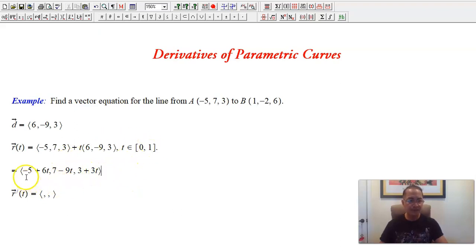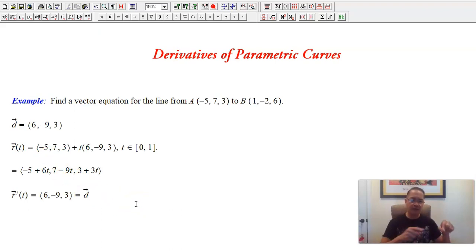Look for the derivative. Well, that's pretty easy. The derivative of the first term is 6. For the second term, we have minus 9. And for the third term, we have 3. Where did those numbers come from? Of course, that is just our direction vector. So that makes perfect sense.